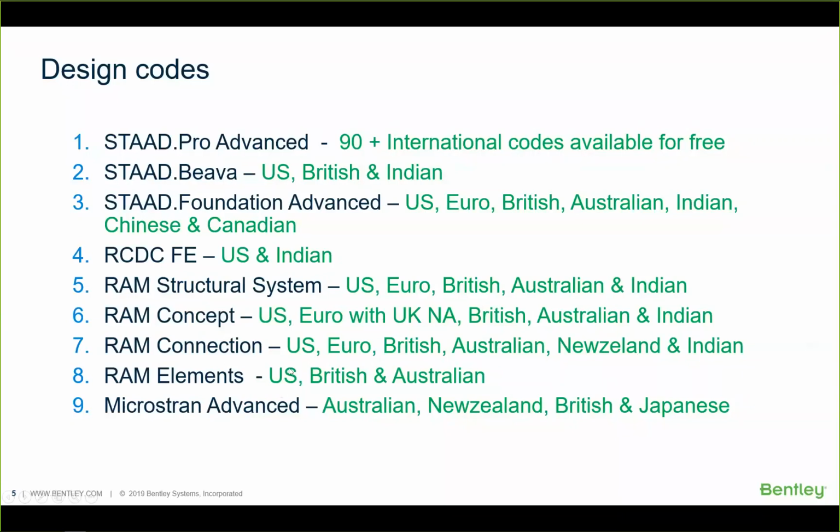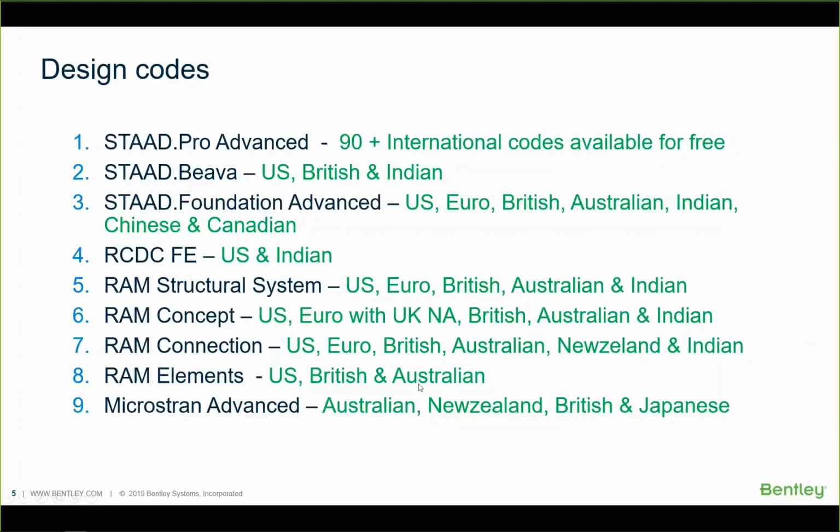RAM Elements has the American, British, and Australian codes. Basically, RAM Elements is a component design program, similar to a spreadsheet kind of program. You design a single retaining wall, single column, single beam, steel or concrete, single footing, single truss. So it's a toolkit kind of software.